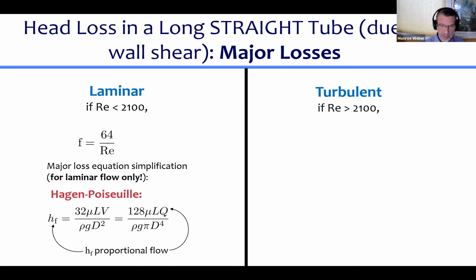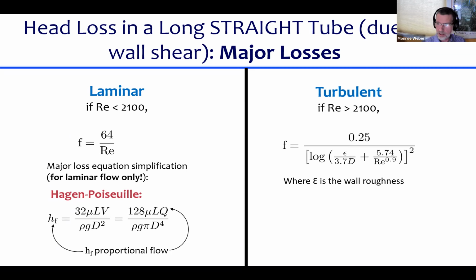So Hagen-Poiseuille is a really nice equation and one that we're going to use because under conditions of laminar flow, the head loss due to shear friction on the walls is directly proportional to the average velocity in the tube. Remember, these are control volume equations, and so the V is an average velocity at a control surface. So head loss is proportional to V.